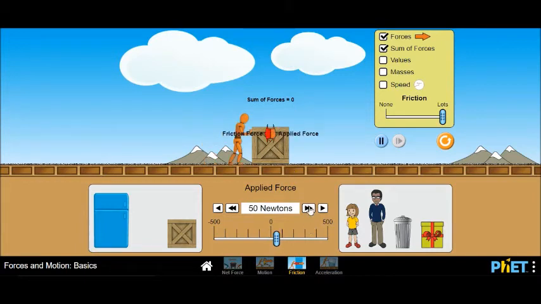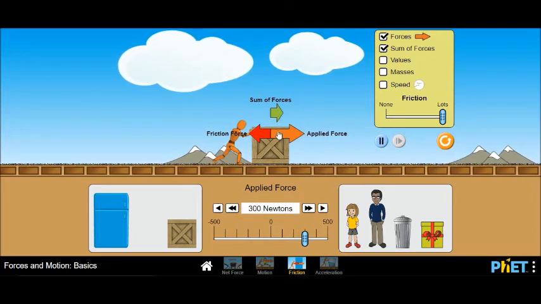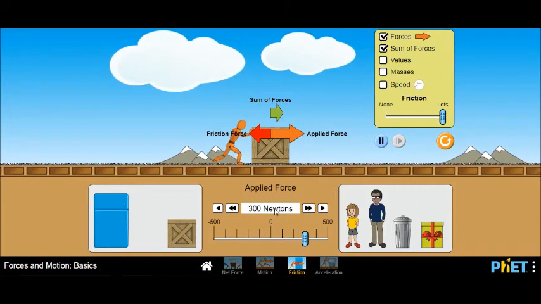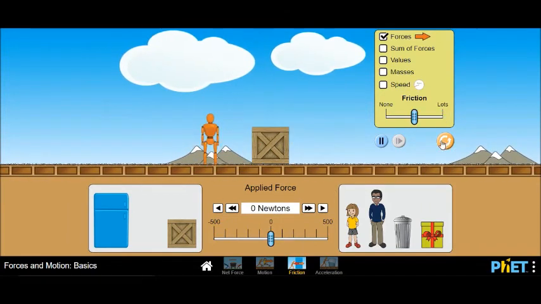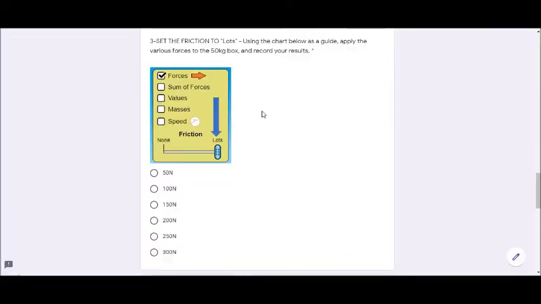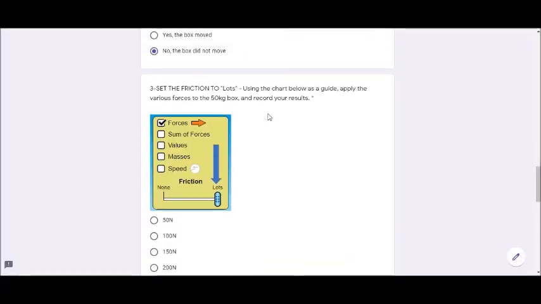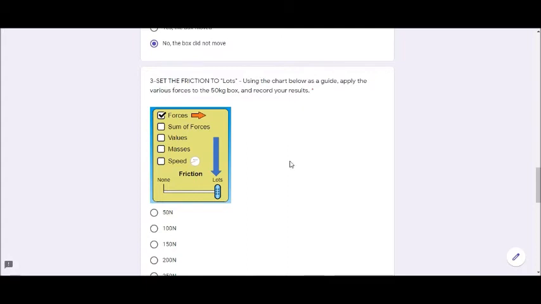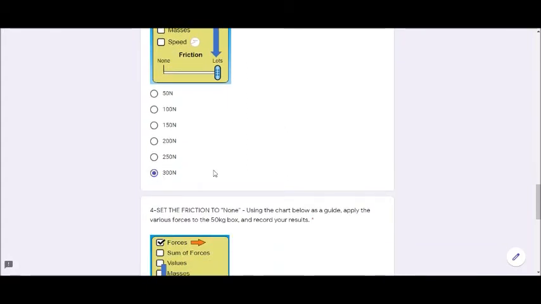Ready? 50. Nope, still not moving, still balanced. 100. Still balanced. 150. 200. 250. 300. Oh, all right. So at 300 newtons, it moved. All right, I'm going to reset that. Let's go back and answer that. So it moved at 300 newtons. Okay.